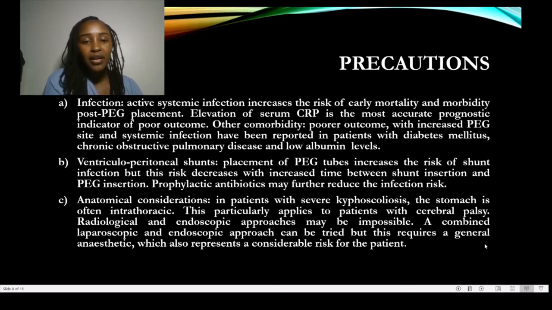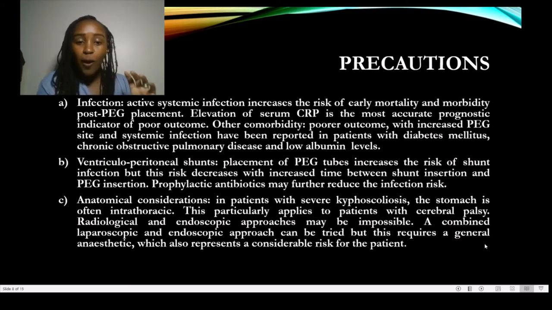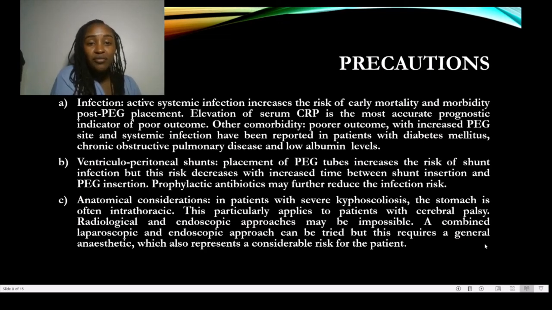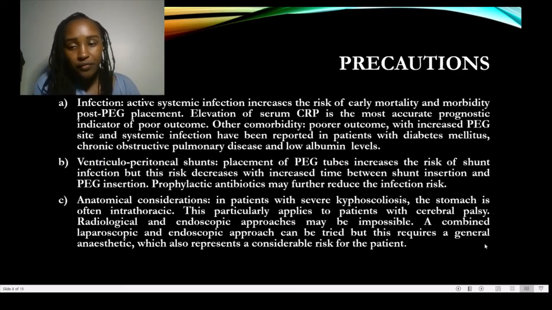Then finally, anatomical considerations. In patients with severe kyphoscoliosis, the stomach is often intrathoracic. This particularly applies to patients with cerebral palsy, and radiological and endoscopic approaches may be impossible. A combined laparoscopic and endoscopic approach may be tried, but this requires general anesthesia, which also presents a considerable risk for such a patient. And therefore, they may want to consider another route of feeding.